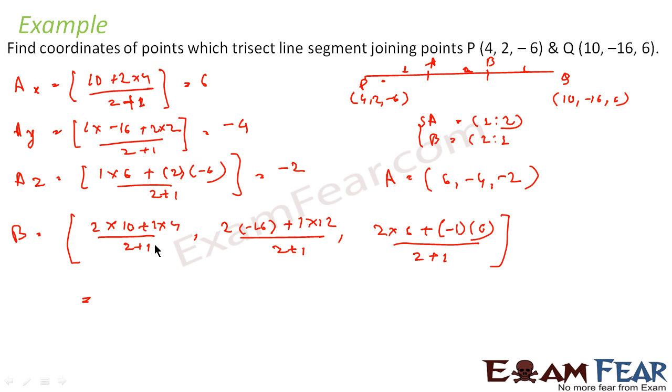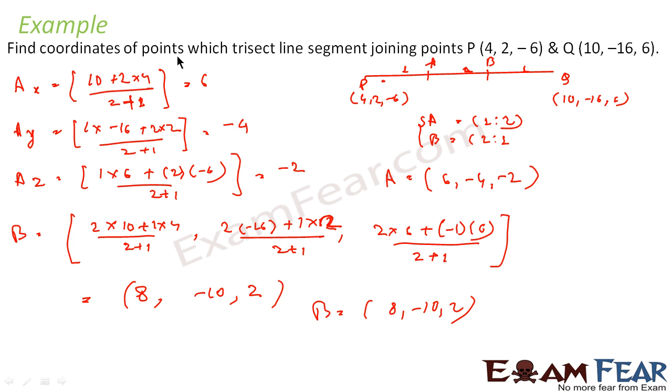So this value comes out to be 20 plus 4, that is 24, by 3, that is 8. This is -32 plus 2, because this is 1 into 2, that is -30 by 3, that is -10. And this is 12 minus 6, which is 6, by 3, that is 2. So point B is nothing but (8, -10, 2).